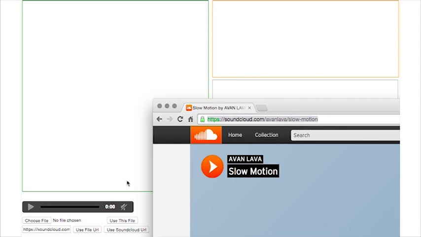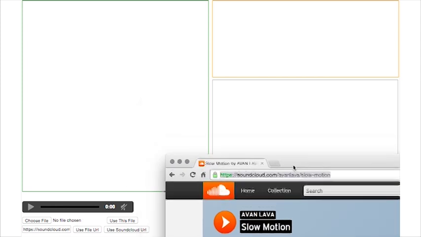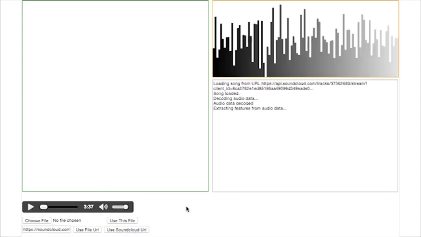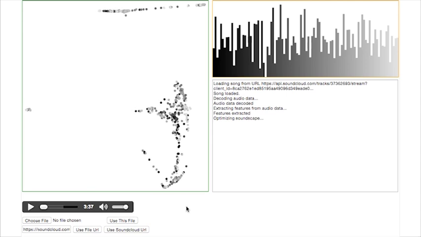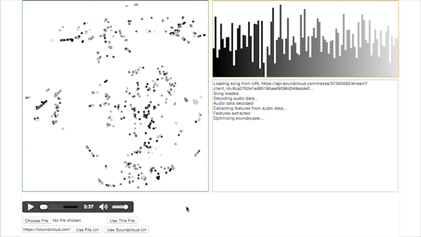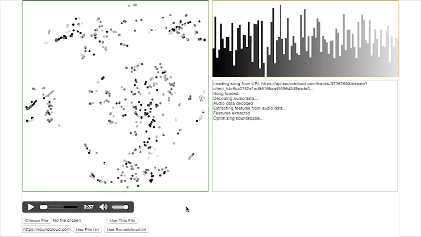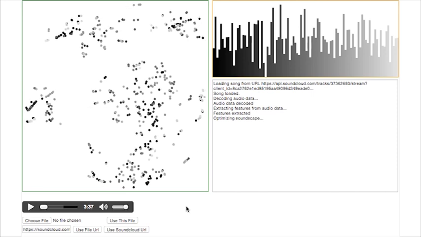Here's a demo of a song from SoundCloud. The MusicMapper web application is shown running in the Google Chrome browser. We can play the song back normally to see how it jumps around the clusters.